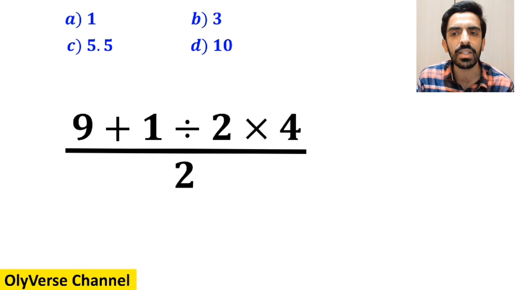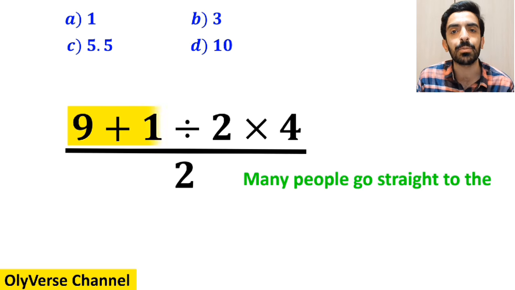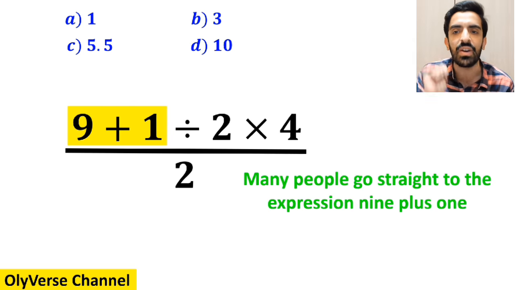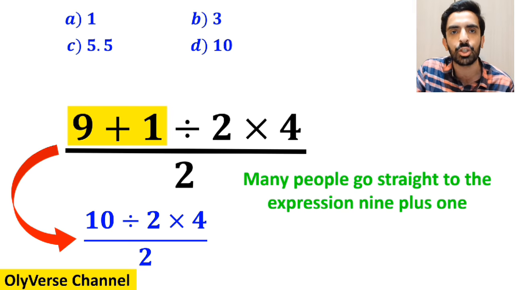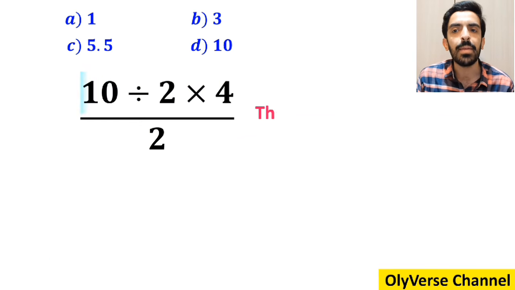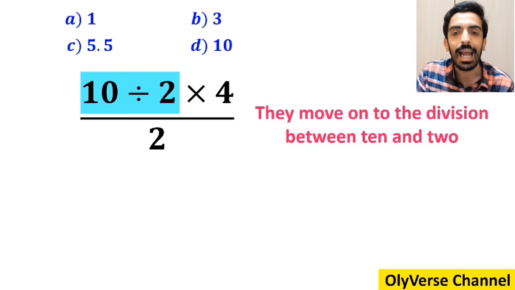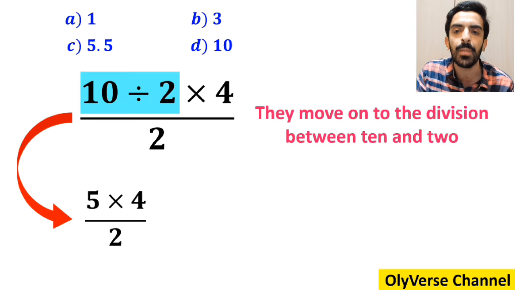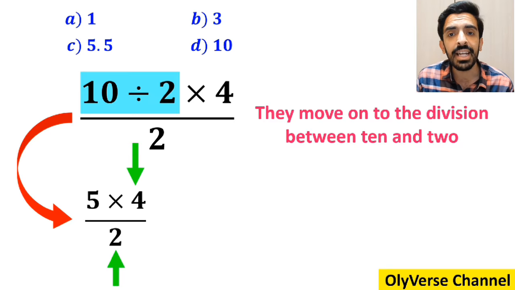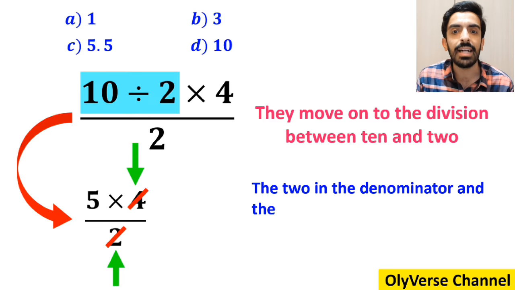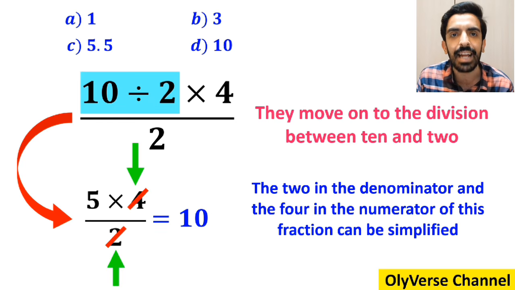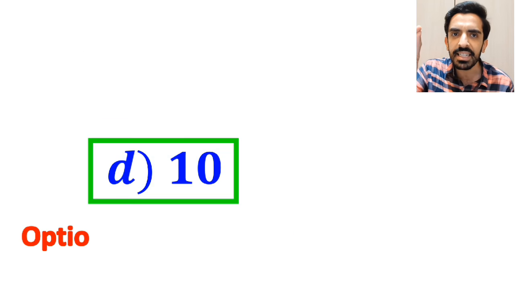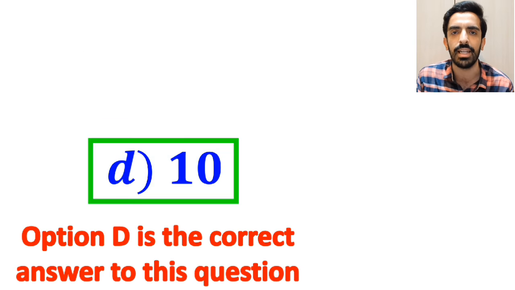And the first step to solve this question, many people go straight to the expression 9 plus 1 in the numerator of this fraction and replace the whole expression with 10 divided by 2 then times 4 over 2. In the next step, they move on to the division between 10 and 2 and simplify this expression to 5 multiplied by 4 over 2. Then they say the 2 in the denominator and the 4 in the numerator of this fraction can be simplified and the final answer will be 10. And without any hesitation, they quickly conclude that option D is the correct answer to this question.